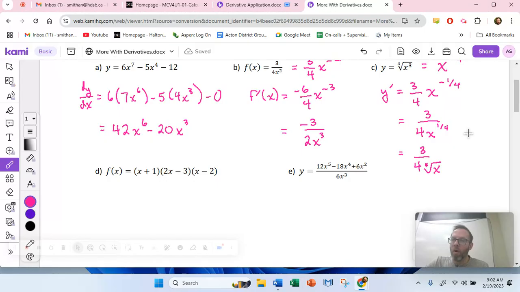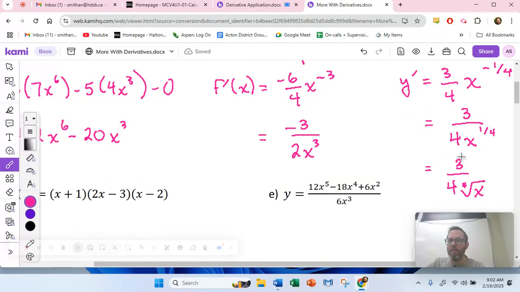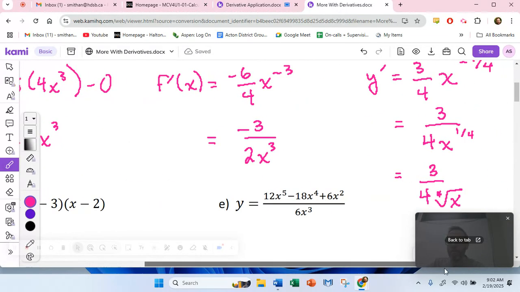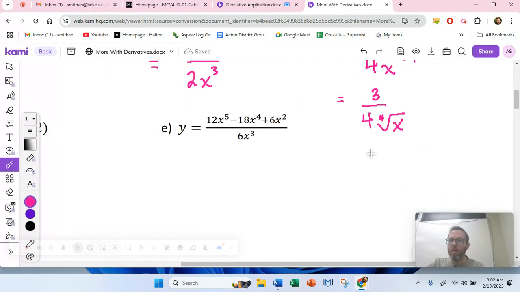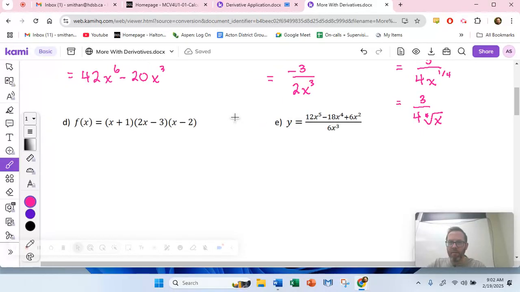It is 3 over 4 times the fourth root of x. Enhance, enhance. Yeah, 4 times the fourth root of x. Dehance, dehance. There we go.